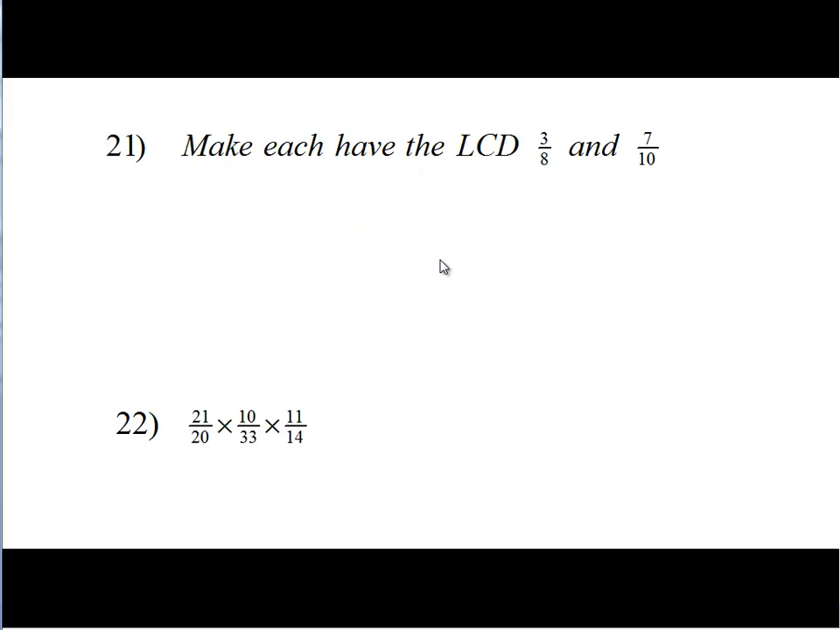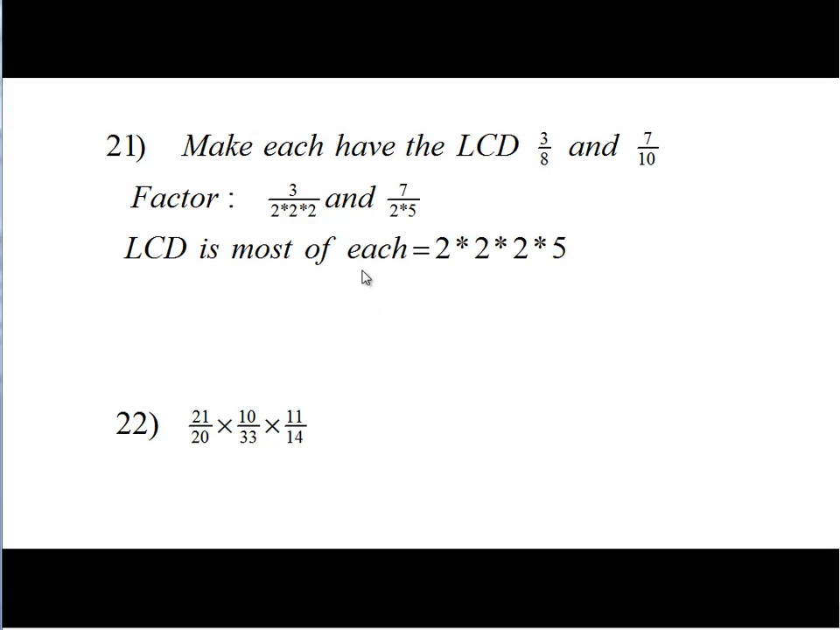Okay, 21. Make a lowest common denominator. I break down the 8 and the 10. So I have 2 times 2 times 2. And 10 is 2 times 5. The least common denominator, you take the most of each. The most 2's is 3 of them. The most 5's is 1 of them. You take the most of each. Not all of them, just whatever happens the most times. Which makes 2 times 2 is 4, times 2 is 8, times 5 is 40.